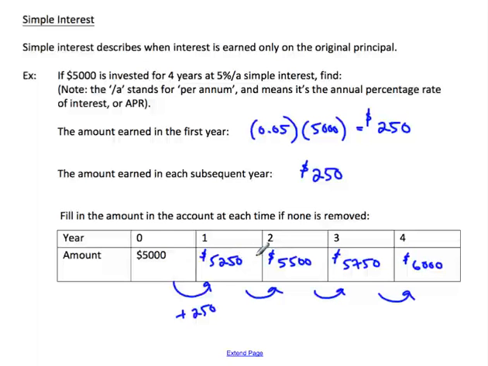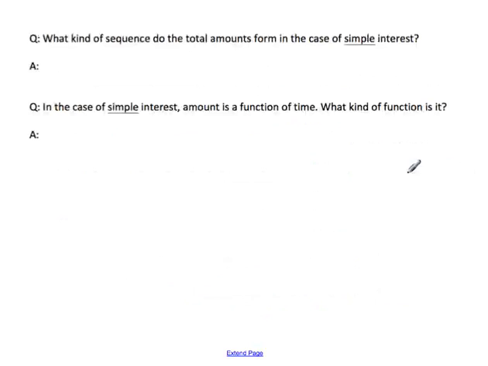If we look at the amounts then in the account at the end of each year, we can see that they're going up by a common difference of $250 each time. That means that these numbers, the amounts, form an arithmetic sequence. So in answer to the question, what kind of sequence do the total amounts form in the case of simple interest, we can see that they form an arithmetic sequence.